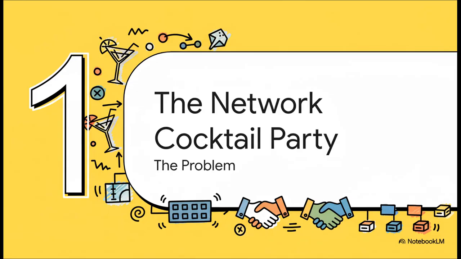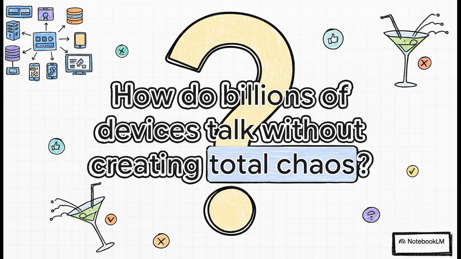Okay, so to really get how the internet works under the hood, we have to start with a problem that's actually pretty familiar to all of us. I want you to imagine something. Think of a network as just one big shared room. And in that room, every single one of your devices, your phone, your laptop, your smart TV, you name it, is trying to talk at the exact same time. You can see how that would be a recipe for total disaster, right?